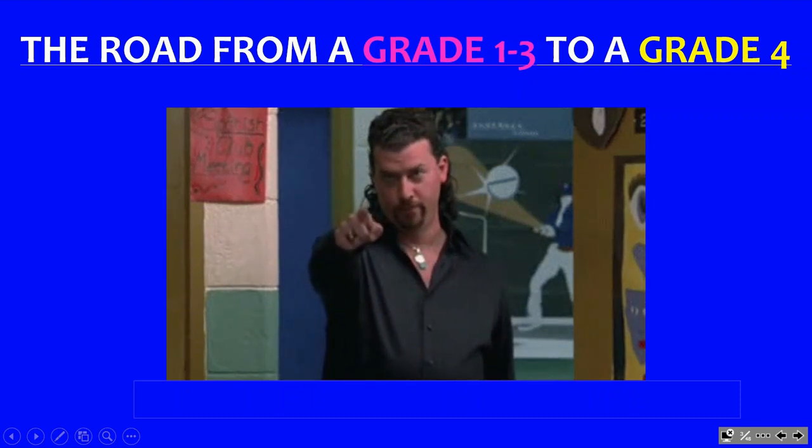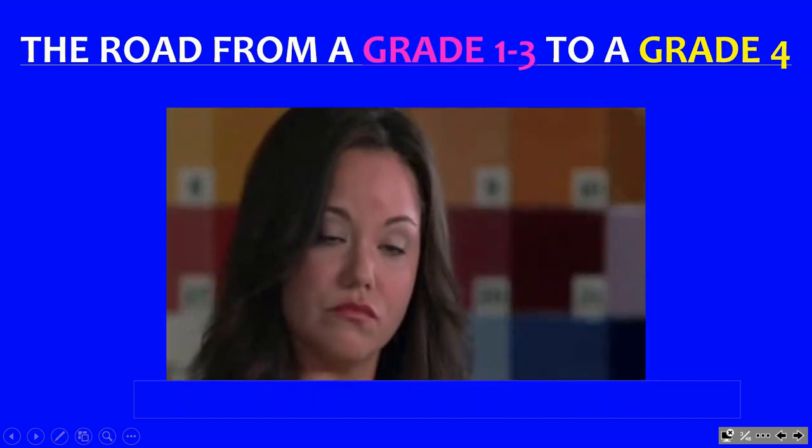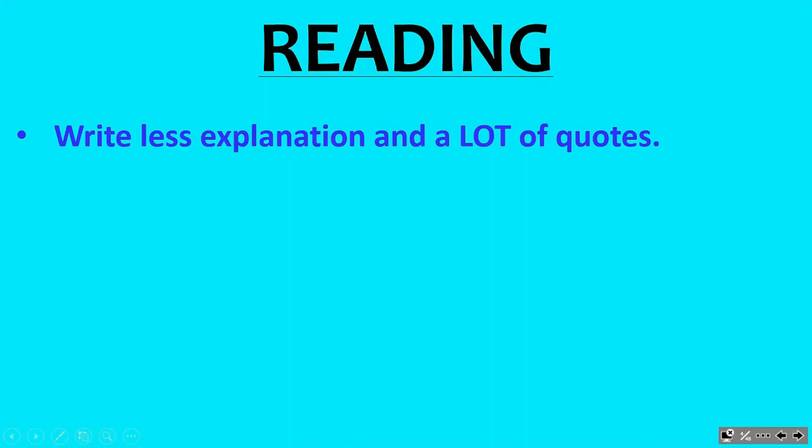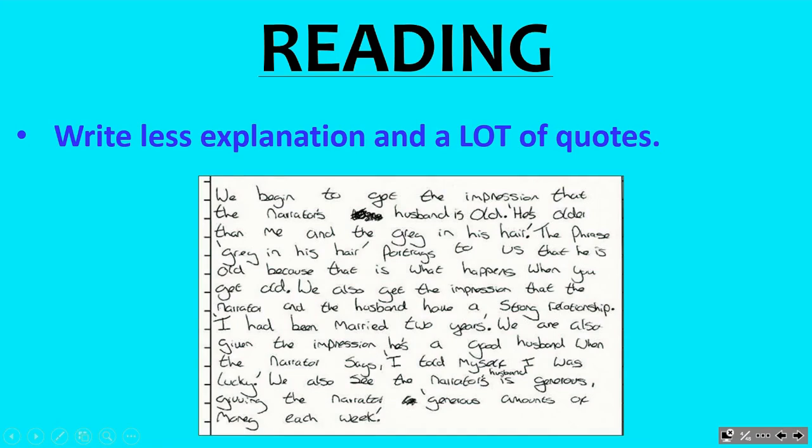So, grade 1 to 3 to a grade 4. There's a few changes, a few things you can do to really help yourselves. So first of all, you want to write a small explanation of a lot of quotes. So this is what you wouldn't want to do, where this person's written 13 or 14 lines, but they've only talked about one quote with a massive commentary, which probably a lot of it will just be repeating the point they're making. So remember, if these are 10 marks, it's basically one quote a mark.